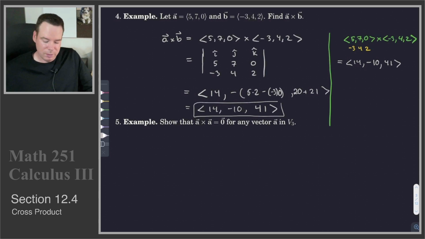So again, the memory device is still there. I'm still looking at these 2 by 2 determinants, but I didn't actually have to write out the full 3 by 3 determinant. I like this one because it's a little less writing, but all the ideas are there, and it's utilizing the original definition of the cross product.